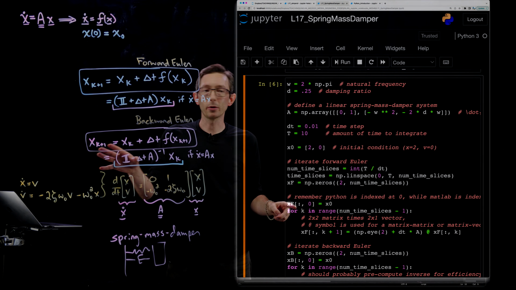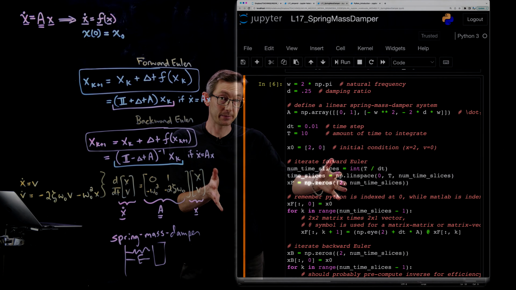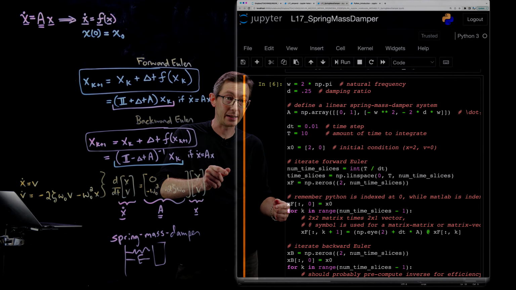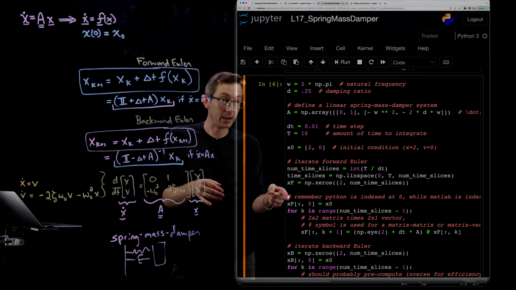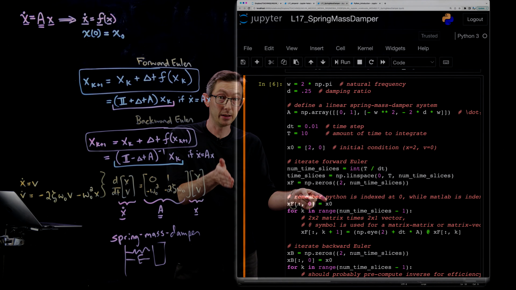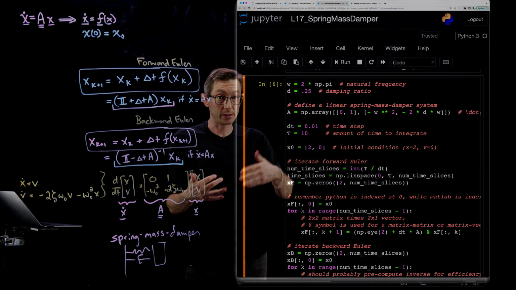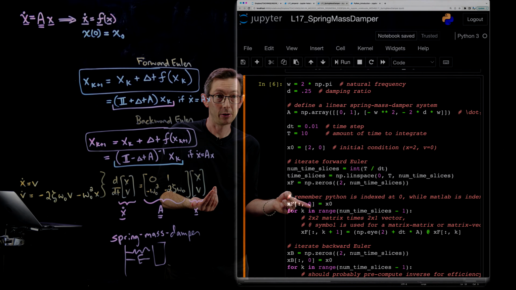So what we're doing is we're storing our forward Euler trajectory in this array xf, x big F. This is a matrix where each column is a state x and v, x and v, at each time instance. So the first column of xf is my initial condition. The second column is going to be x1, the third column x2, the fourth column x3, and so on. And again, remember that we start our indexing at 0 in Python.